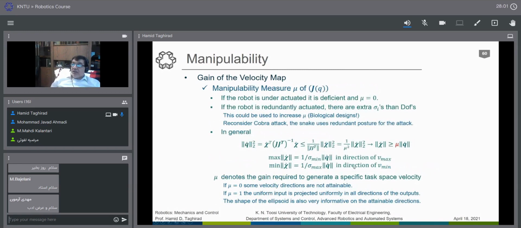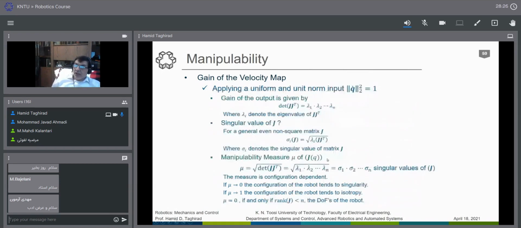This particular slide gives some more detail on the quantitative measure that we can use by considering the mu factor here. And consider that we have different types of robot we can design in here, or we can have different lambdas or eigenvalues here.